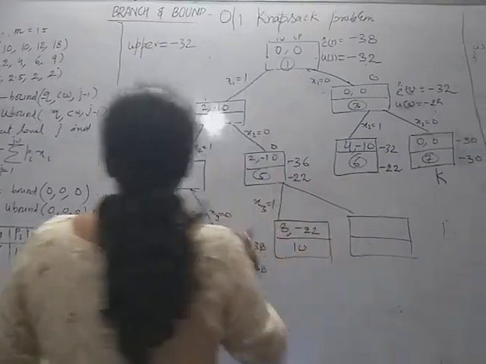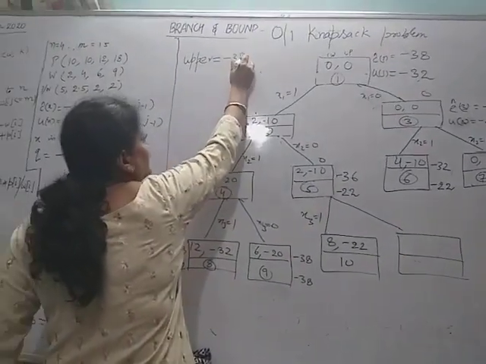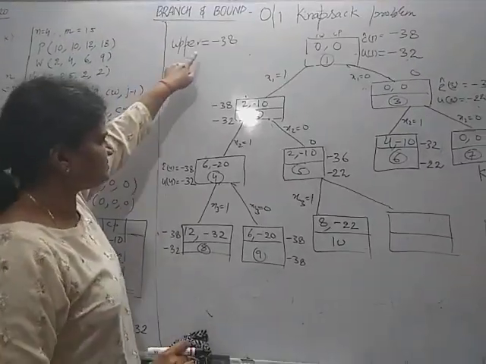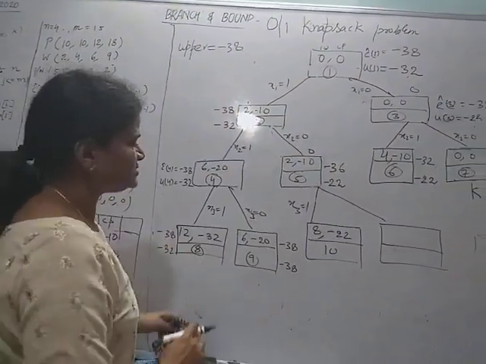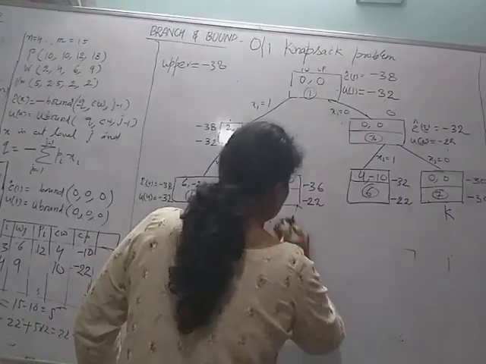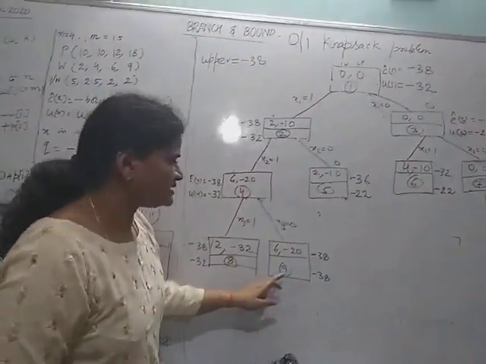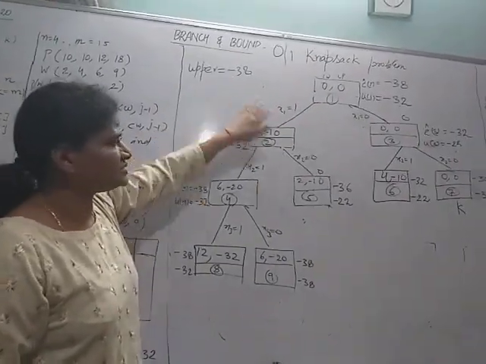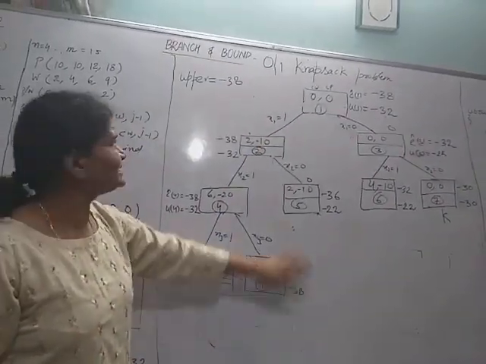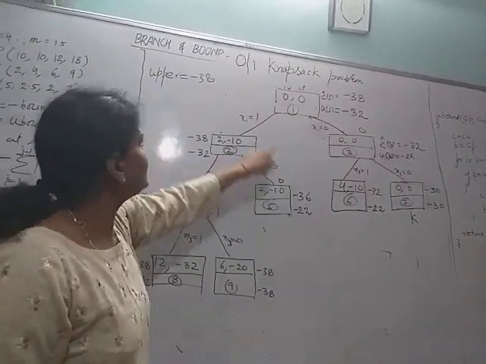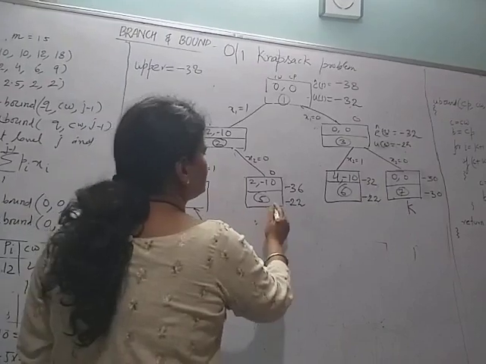x4. Now this is updated. Minus 38. Upper is updated. Minus 38. So this node is not expanded. See, by the expansion of this, I get the upper, which is greater than minus 32. So it's simply minus 38. Upper is updated, and this has the lower bound greater than this upper. So this node is killed.